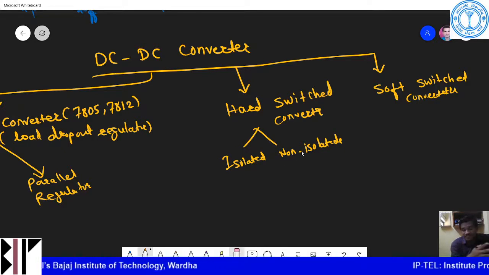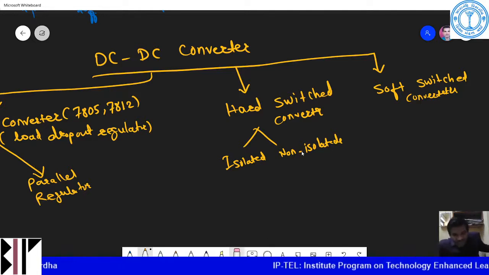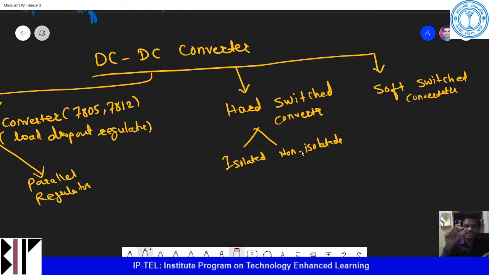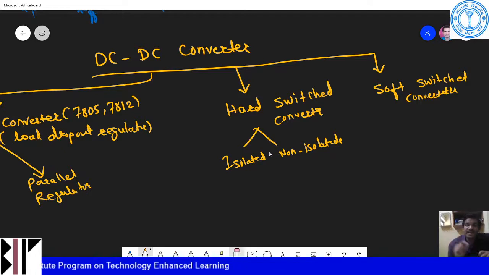Likewise your mobile or laptop charger comes in the hard switch converter. What is the difference between hard switching and soft switching?